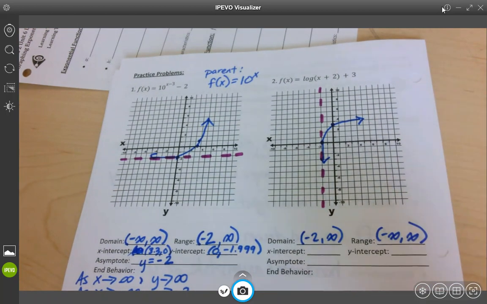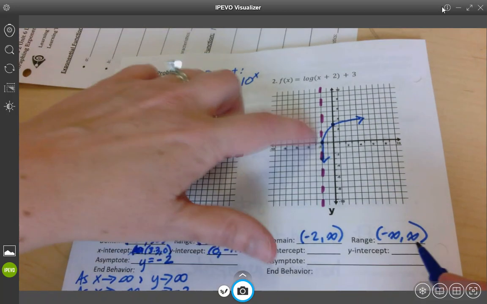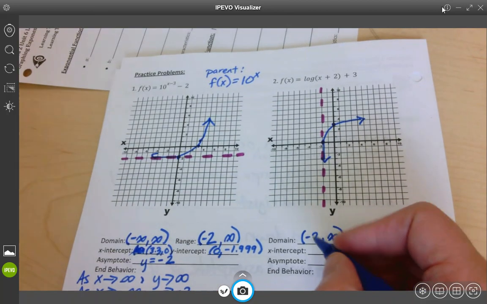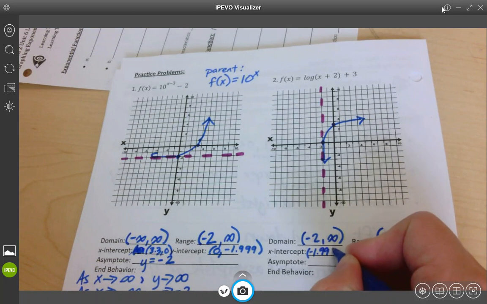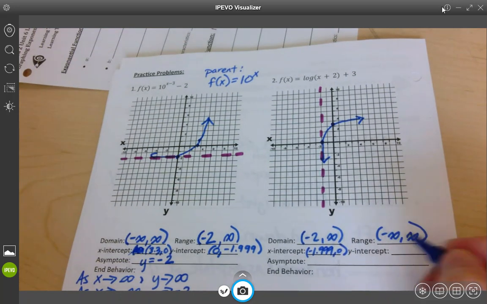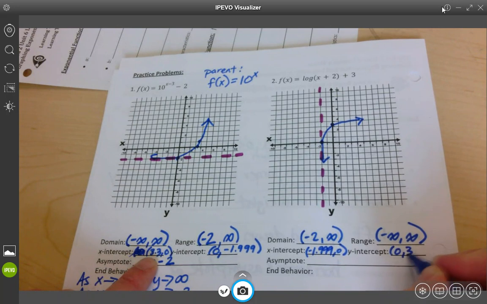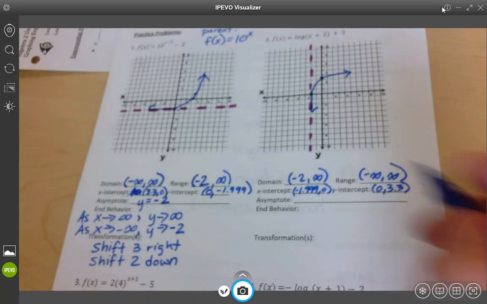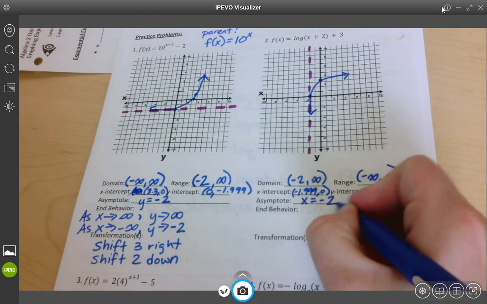Just to warn you, down here, these two on the bottom are not inverse of each other. It doesn't always happen that way. It just happened this time. For my x-intercept, I had this flipped, right? So it was -1.999 comma 0. And then my y-intercept was this one flips, 0 comma 3.3. My asymptote was x equals -2.